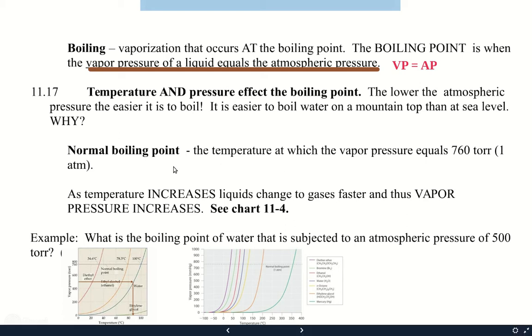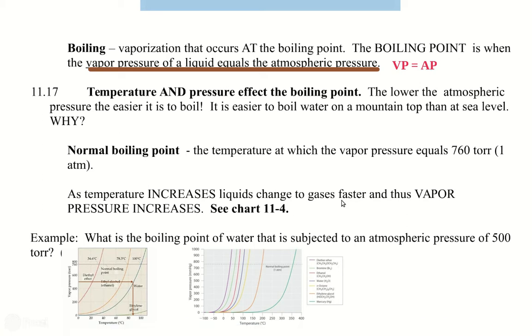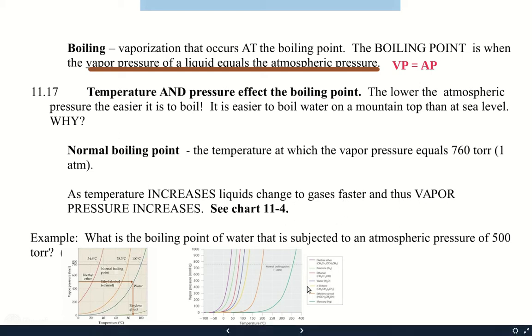The normal boiling point, though, is the temperature that you call boiling when you have a pressure of 760 torr, or 1 atmosphere. And as temperature increases, liquids change to gases faster because they have more kinetic energy, and thus vapor pressure, the pressure of the gas escaping, increases.